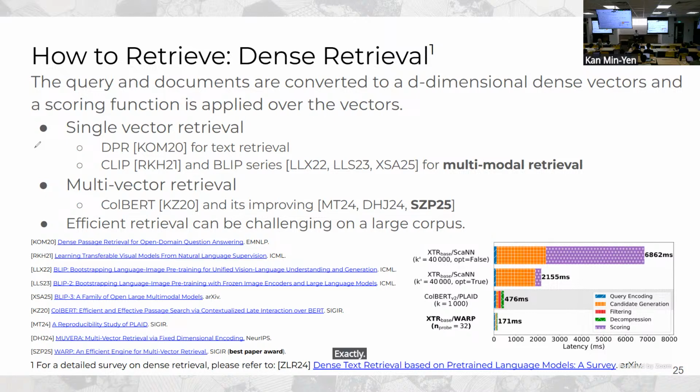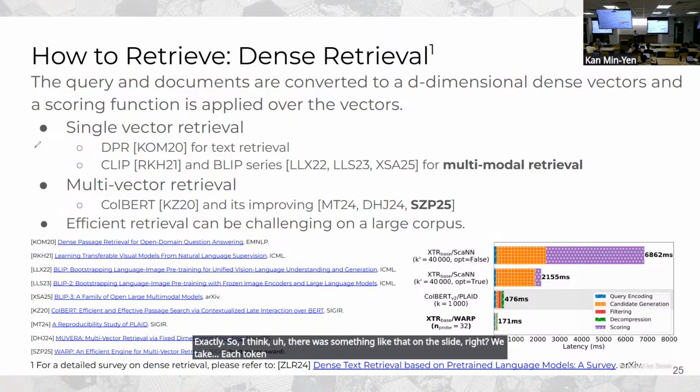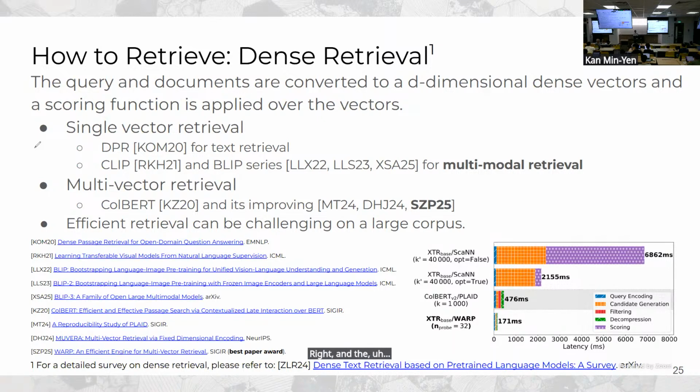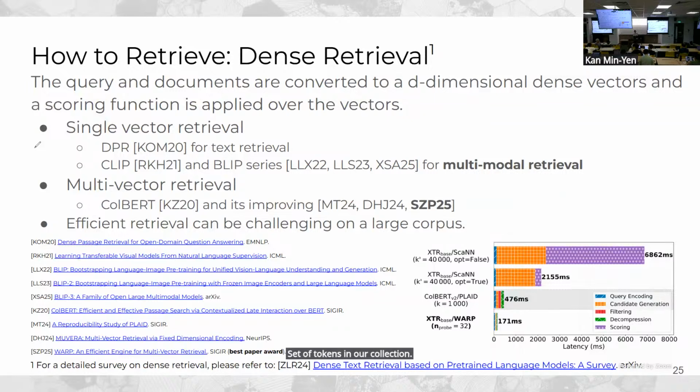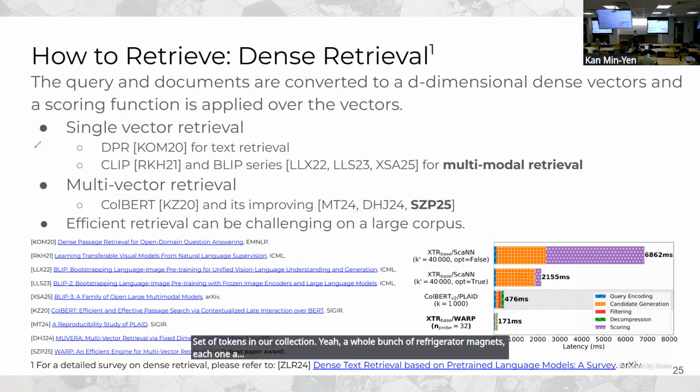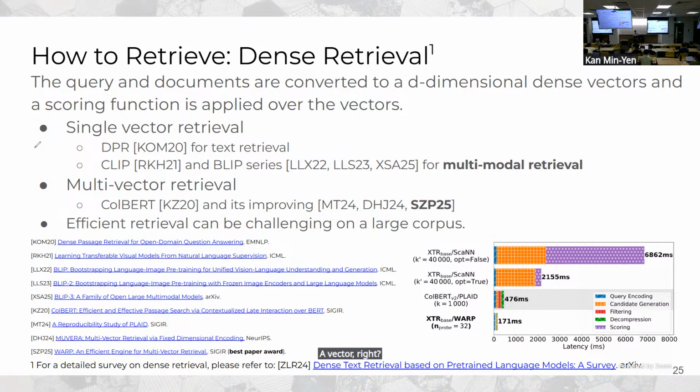Exactly. So I think there was something like that on the slide, right? We take each token that is part of the query or the document, and we represent that as a single vector, right? And a single vector is when we push all of that information into a single vector, right? So instead of having a vector for every token, and then considering the entire set of tokens, an entire collection, a whole bunch of refrigerator magnets, each one a vector, right? You're compressing that to a single word, right? Or a single vector.